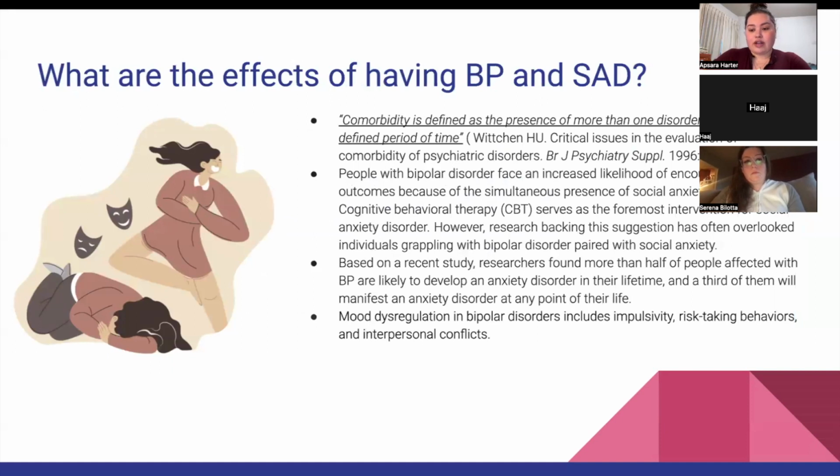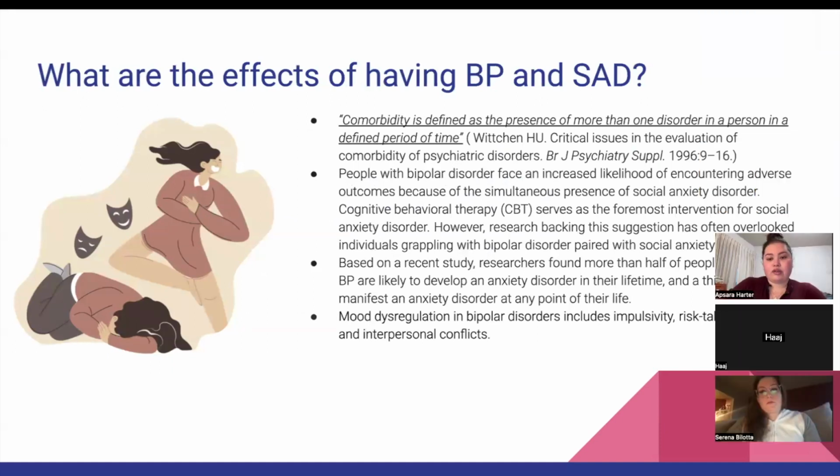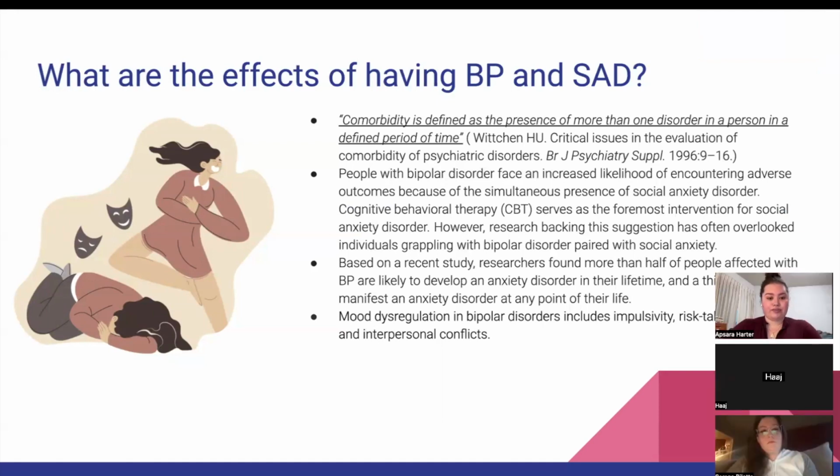What are the effects of having bipolar disorder and social anxiety disorder? So we have a little quote here. Comorbidity is defined as the presence of more than one disorder in a person in a defined period of time. People with bipolar disorder face an increased likelihood of encountering adverse outcomes because of the simultaneous presence of social anxiety disorder. Cognitive behavioral therapy serves as the foremost intervention for social anxiety disorder. However, research backing this suggestion has often overlooked individuals grappling with bipolar disorder paired with social anxiety.